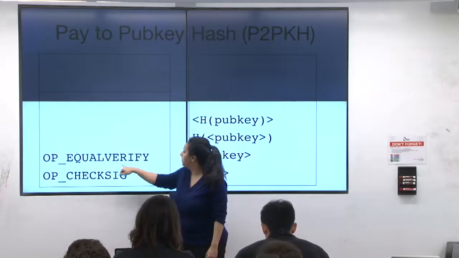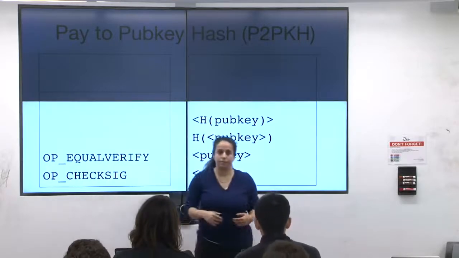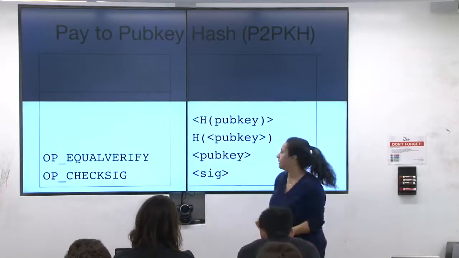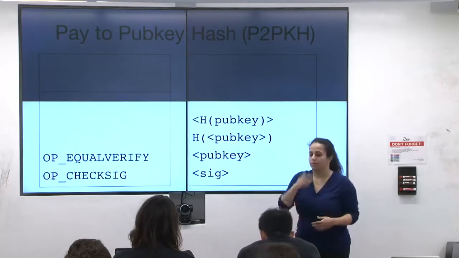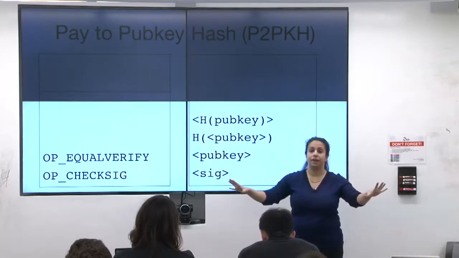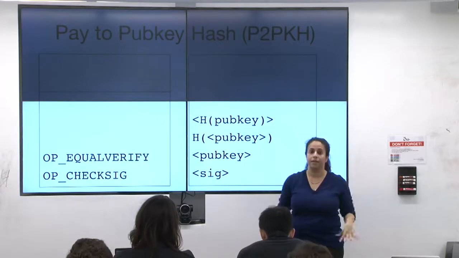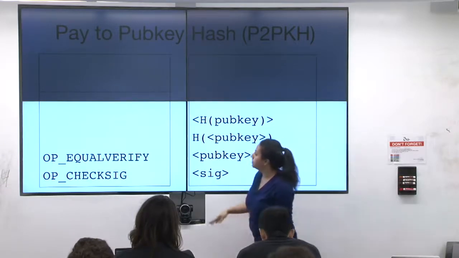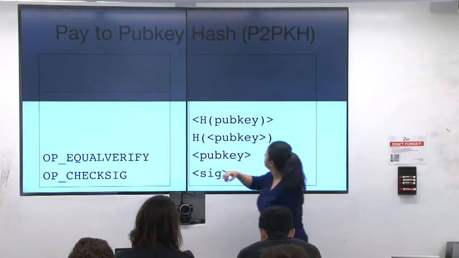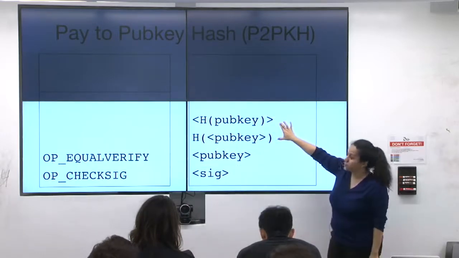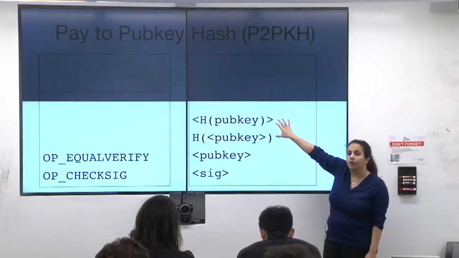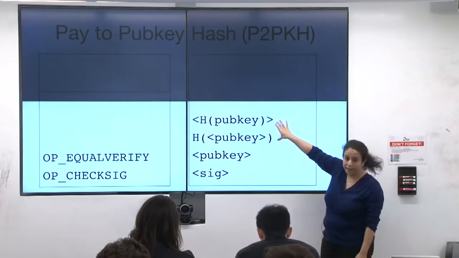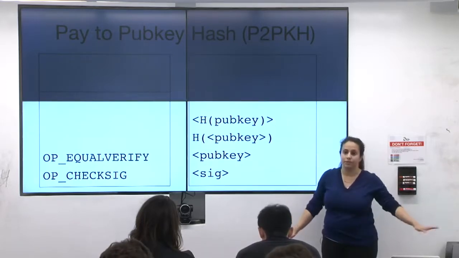Then we run this operation called op equal verify. Whenever an opcode ends with verify, it means that it's a little bit special. It means that it has the ability to, if it fails, break out of the entire script execution and immediately cause transaction validation to fail. So op equal verify does what it sounds like. It checks to make sure that the two things on the top of the stack are equal. And if they're not equal, then it immediately fails validation.